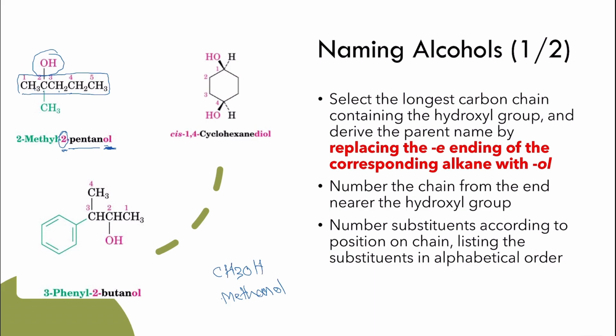Now we have a substituent as well. We have a methyl group on carbon number 2, so it's going to be 2-methyl and 2-pentanol. So this is how we name this one.